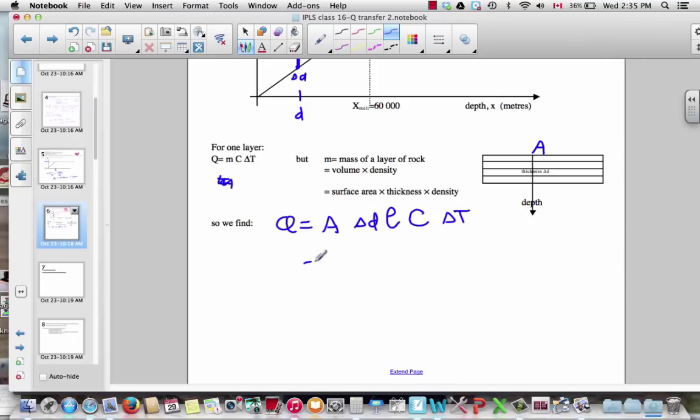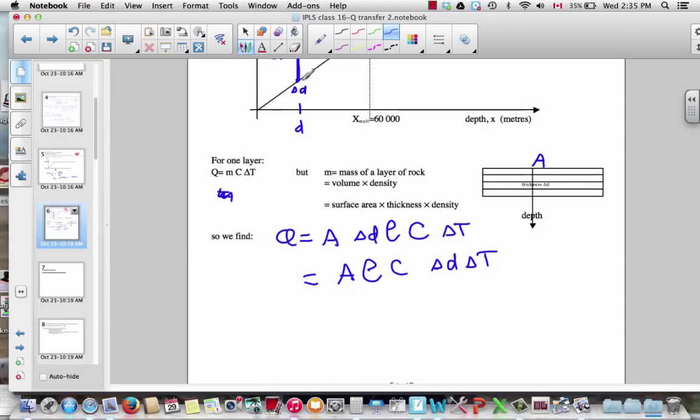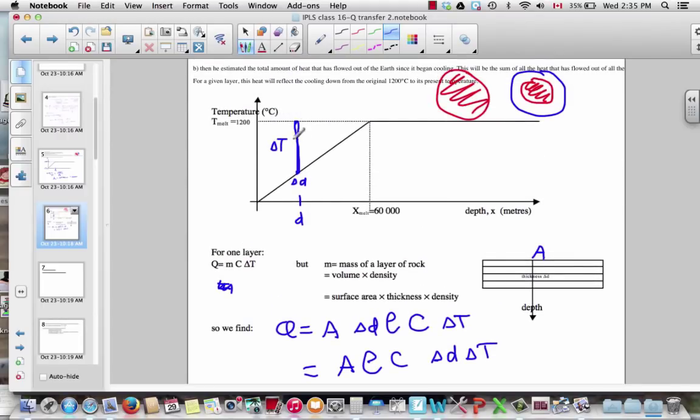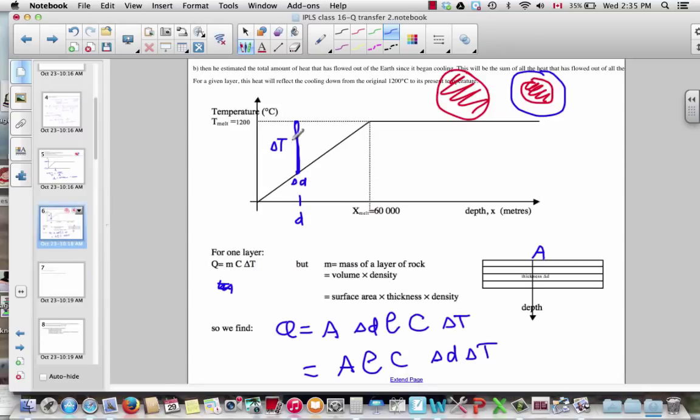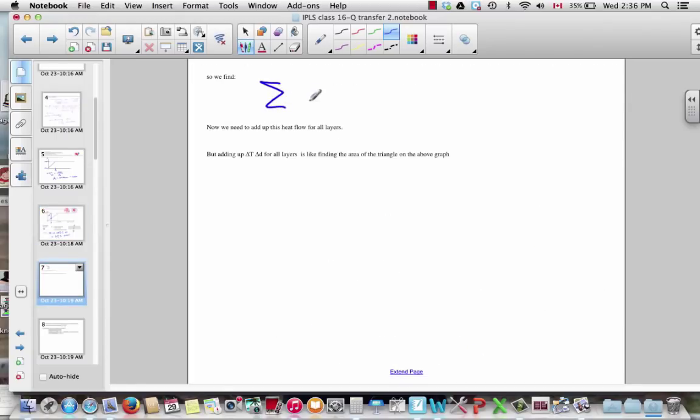Now, if we rearrange that just a little bit, we've got A, the surface area, rho, the density of rock, C, the specific heat. Then we've got delta T, delta D. And if we look on our picture, delta T delta D is just the area of that little wedge that we drew on there. And we want to find, sorry, the total energy, not for just this one little layer, but for all the layers of rock. That means we want to add up all of them. So we'll do that by summation.